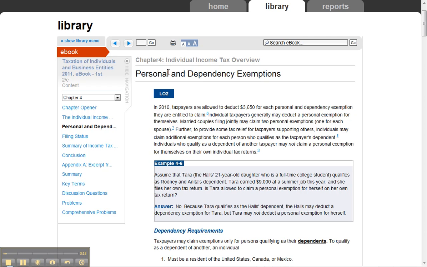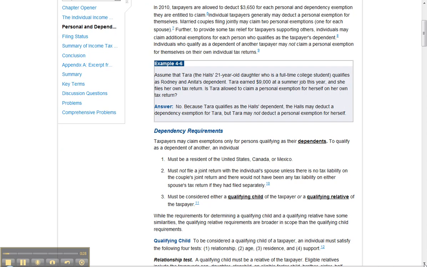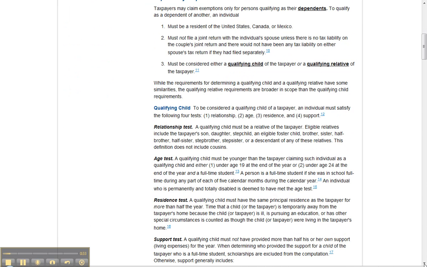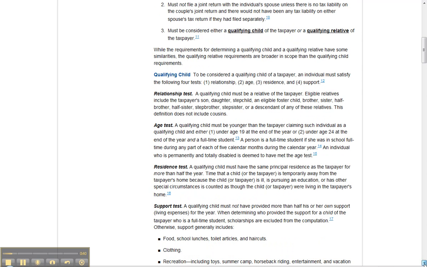So a married couple filing a joint return will have two personal exemptions, but dependency exemptions get to be a bit trickier. And that's what this learning objective primarily discusses right here. There are two different test categories to determine whether or not a person meets the dependency requirement. The first set of tests is under the qualifying child arena. For a person to be a dependent under the qualifying child rules, these tests have to be met.